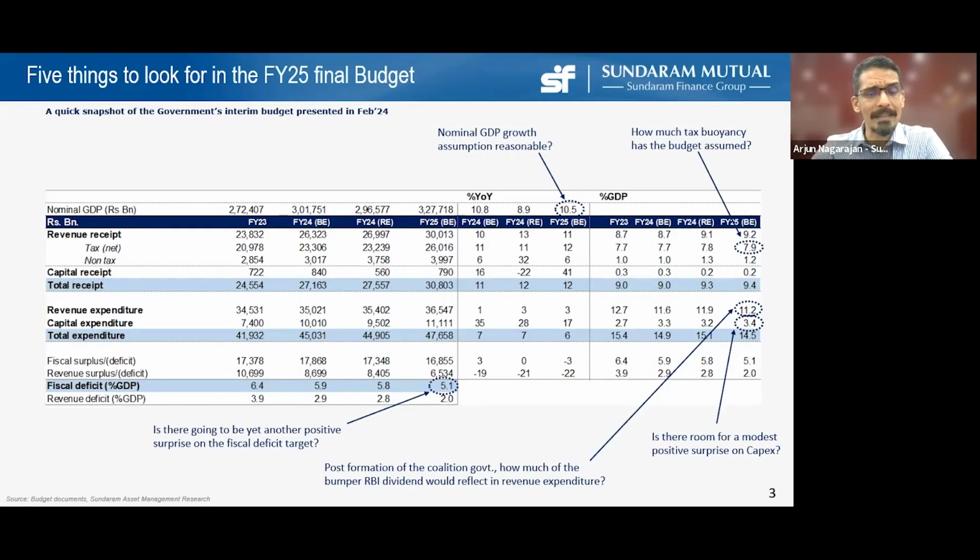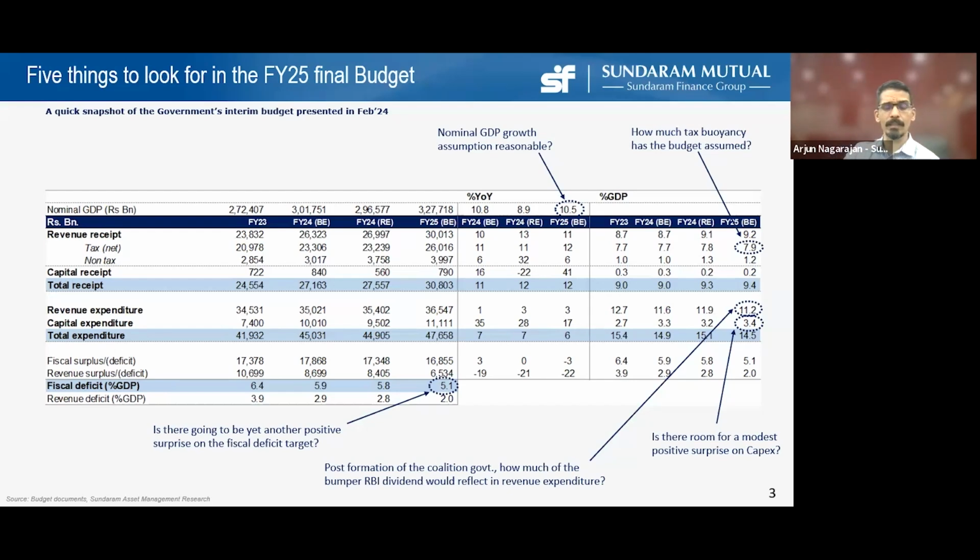We had the budget that was presented in February, the interim budget. Now, post the interim budget, a lot has changed. The political equation in the center has changed. Instead of a sweeping majority, the government is currently at a coalition. So a coalition government of sorts does have its pressures on the budget and the budget numbers.